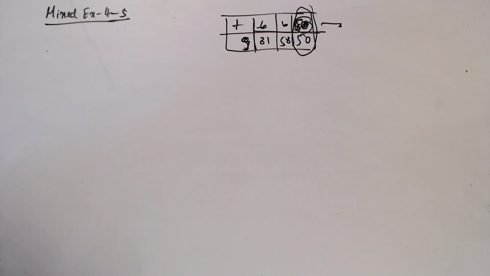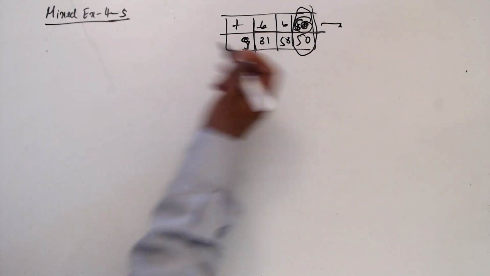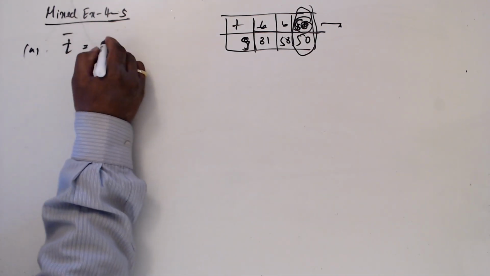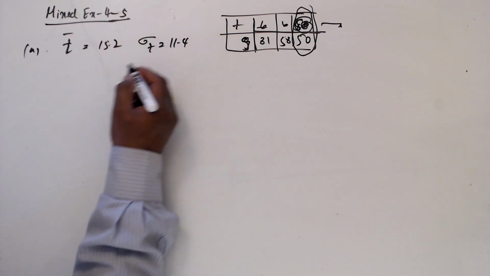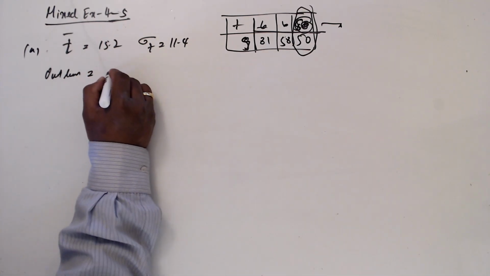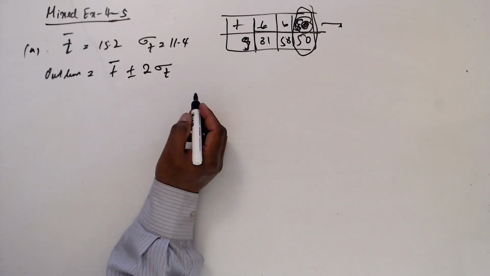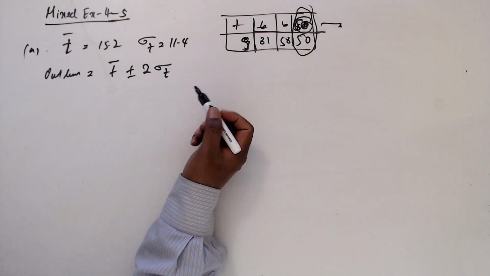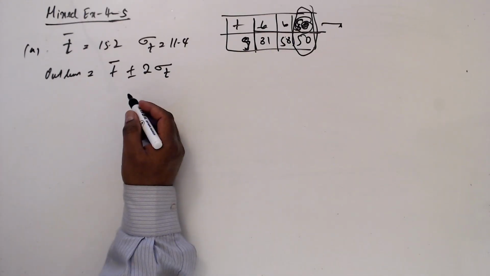So first of all, now we'll calculate. The first question is show that T bar is given. Let's see, T bar is 15.2 and sigma T is given as 11.4. So an outlier is defined as T bar plus or minus 2 times sigma T. Then we can find the boundaries, and definitely it has to be the upper boundary because it is 50, and we can reject this 50 if it is an outlier.